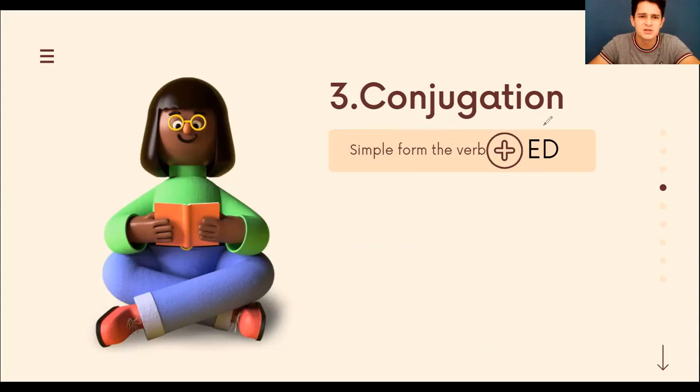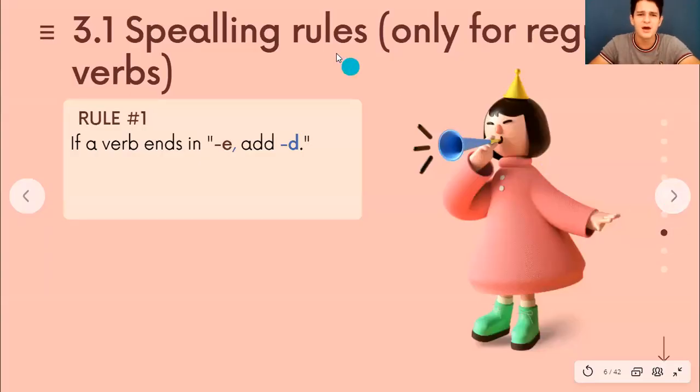So let's continue. That is the conjugation. This is the section of the conjugation. And then on the other part, we have, guys, the spelling rules. What happens in the spelling rules are only for regular verbs. Solo para los verbos que terminan en ed. Para los verbos regulares a los cuales les agregamos ed.